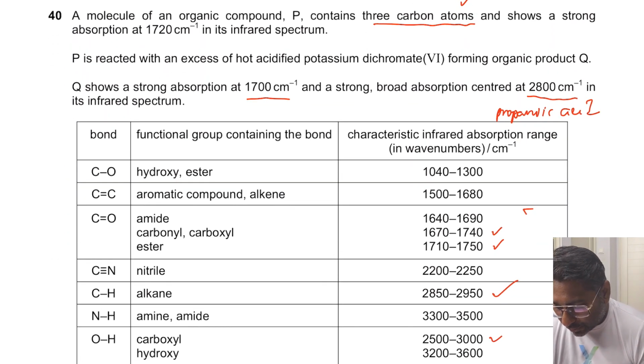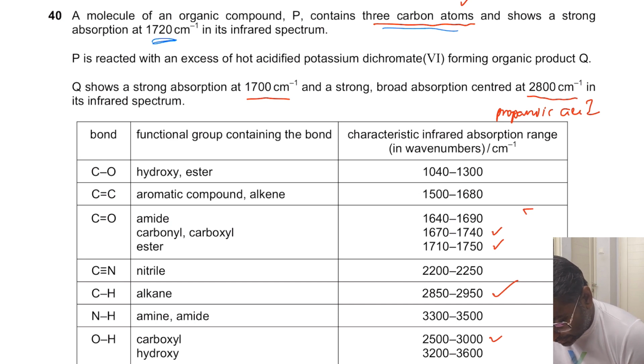A molecule of organic compound contains 3 carbon atoms and shows a strong absorption at 1720. So 1720 maybe here, or here. So they have C double bond O. It can be carbonyl, carboxyl, or ester. And then P is reacted with excess hot acidified potassium dichromate, forming organic product Q. In this case, a ketone cannot be oxidized, a carboxylic acid cannot be oxidized, an ester cannot be oxidized.